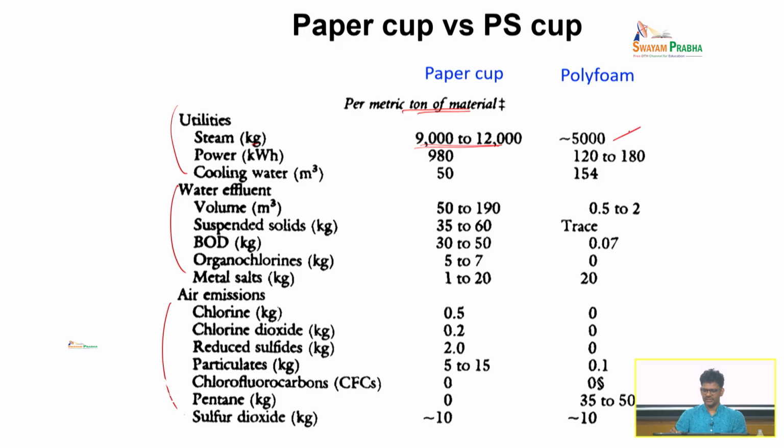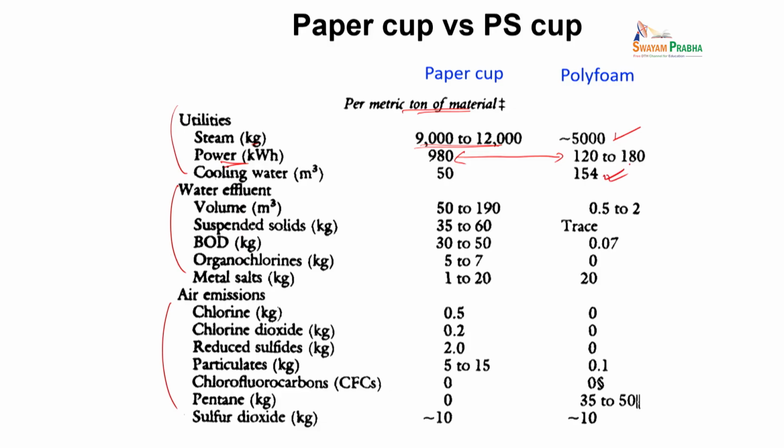So, even then you see that the steam utility is half, or 50% less, in the case of polyfoam. And if you look at the power required, again we see a larger difference, 4 to 5 times. Cooling water requirement: polyfoam requires 3 times more than paper cup. And in terms of effluent, this is given in cubic meters, that means thousands of liters. So paper cup produces a lot of waste effluent compared to polyfoam.